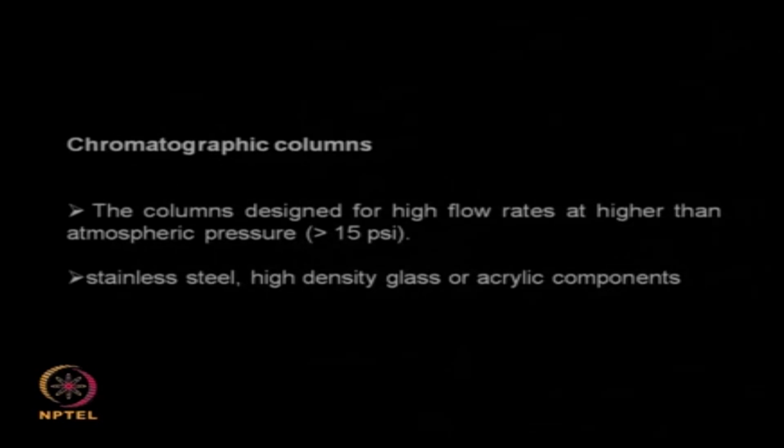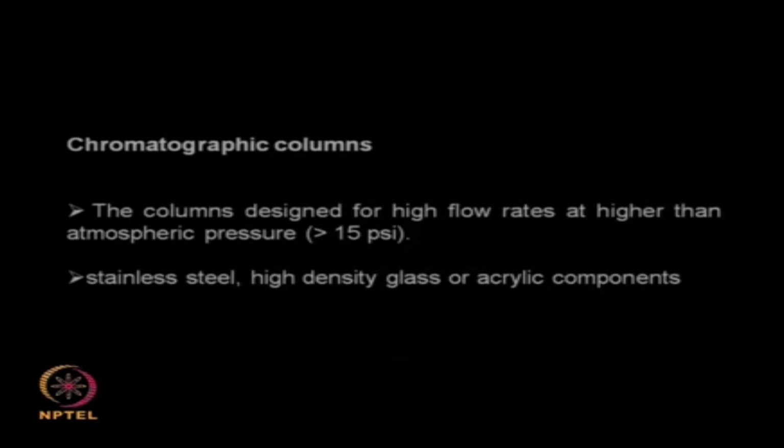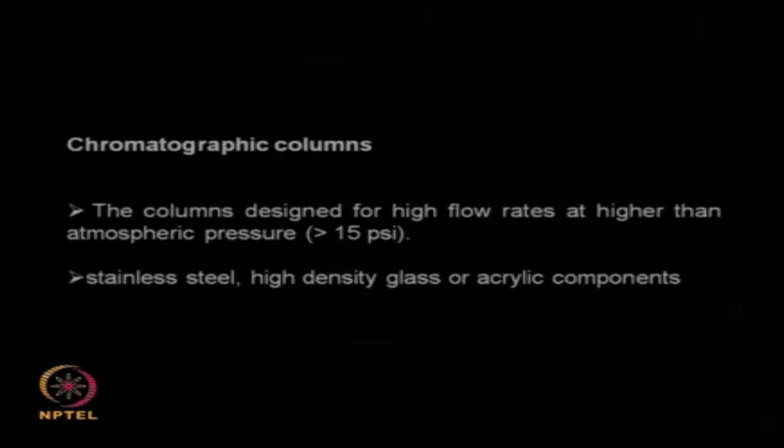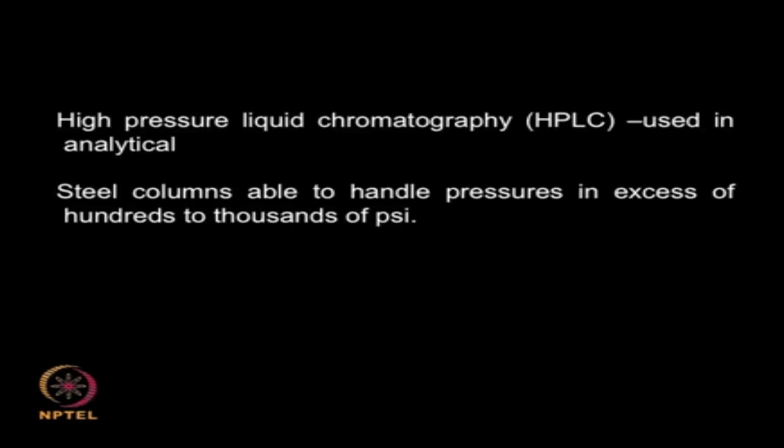The columns, if you look, they are designed for high flow rates and for atmospheric pressure or very high pressure. There are different types of columns used: stainless steel, high density, glass or acrylic components, and so on, depending upon the system which you are studying and the type of components you are studying. If you take high pressure liquid chromatography or high performance liquid chromatography, we are talking in terms of hundreds and thousands of psi, and the steel columns are generally used.